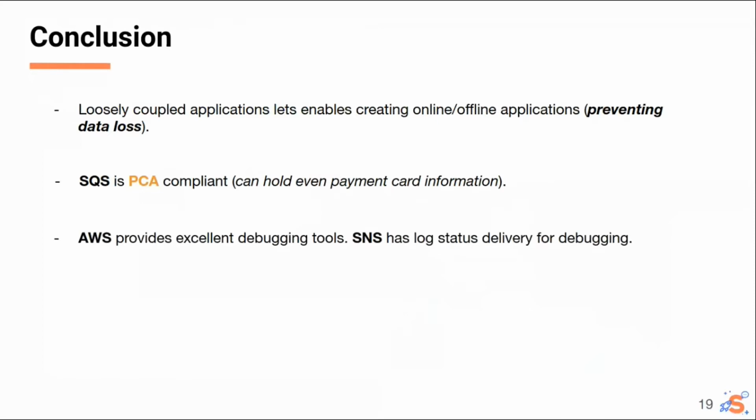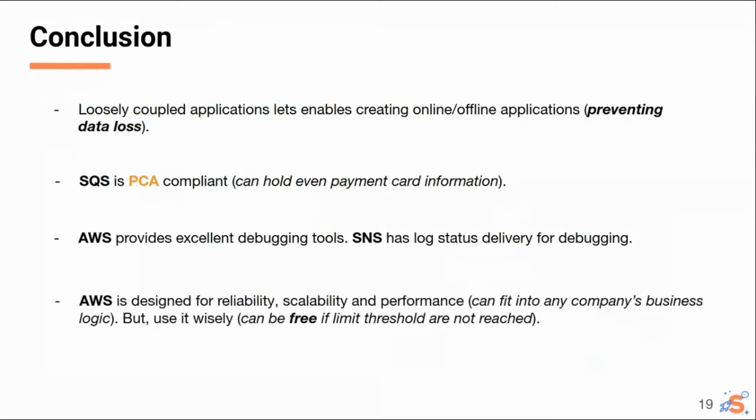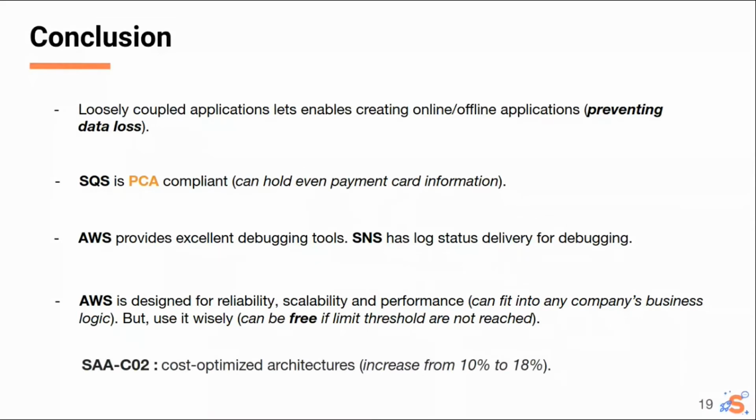There are some people who are telling me, hey, with AWS, it's really difficult to debug. Absolutely not. AWS has excellent debugging tools, and one of them is called CloudWatch. And on SNS, for example, you can enable something called the delivery status for debugging. And using CloudWatch, you can see exactly what's happening inside your SNS configuration. Okay, so AWS is really reliable, but don't forget you have to use it wisely. It can get expensive quickly, but there are some limits. If you stay within them, it's going to be free. And there is something good: the Architect Associate Certificate is going in this direction. They have increased the number of questions related to cost optimization from 10% to 18%.